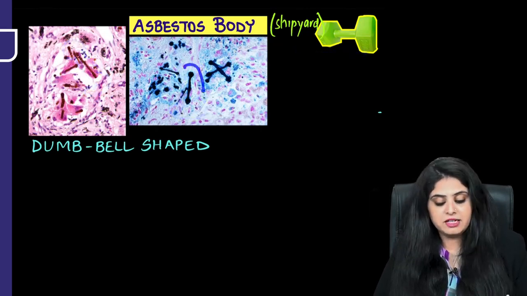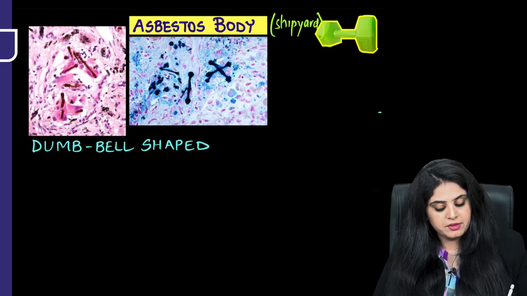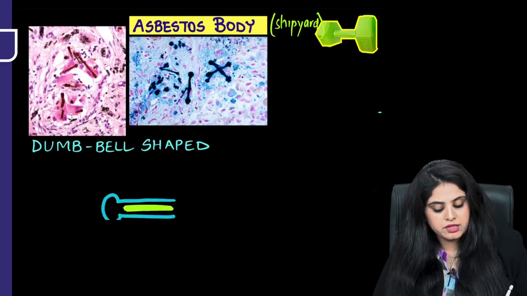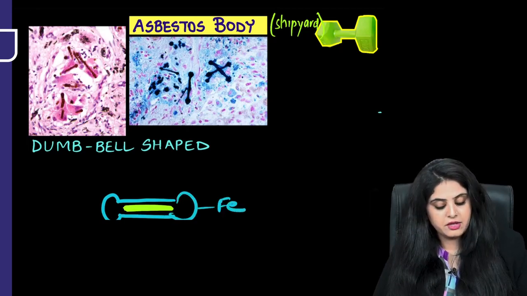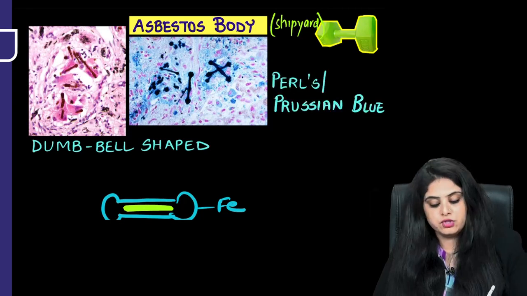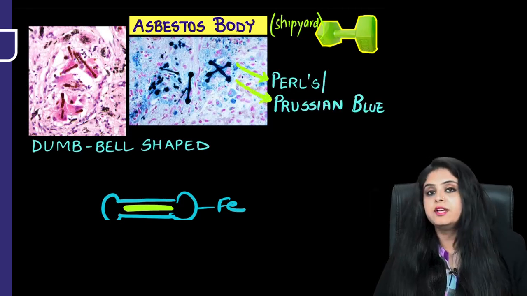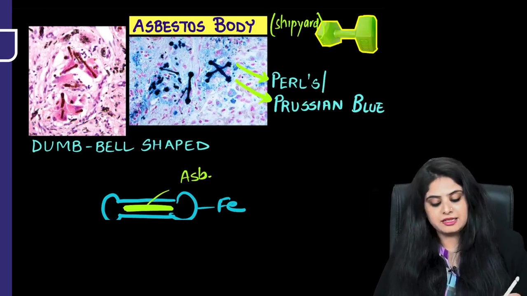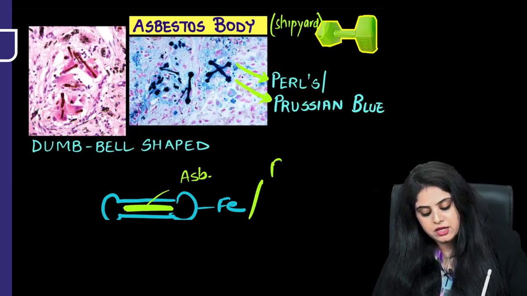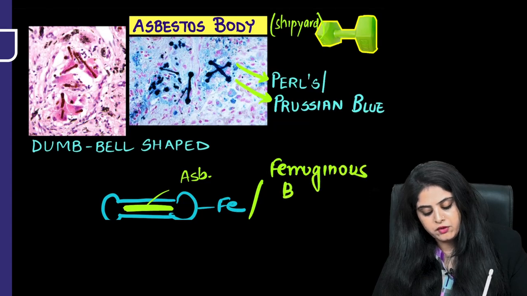And why is it suddenly looking blue? Because for example, if this was the asbestos fiber, what got deposited around it? Iron got deposited around it, right? And the stain for iron is the Perls or the Prussian blue. That is why it's looking blue over here. So remember, guys, this is asbestos and it is surrounded by iron. That is the reason. What else do you call it? We also call it the ferruginous body, isn't it? Let's move forward.